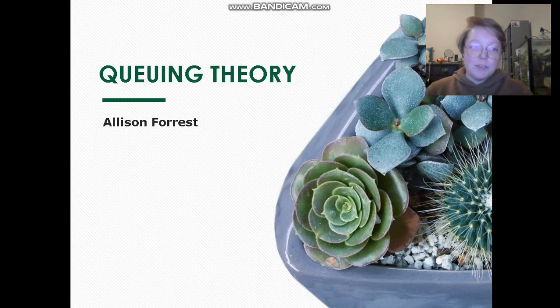Right now I'm in an operations research class, and today I'm going to be going over queuing theory. And just for reference, this is in chapter 17 of our textbook, if you'd like to follow along or if you'd like to reference definitions later. All right, so let's go over the basics of queuing theory.